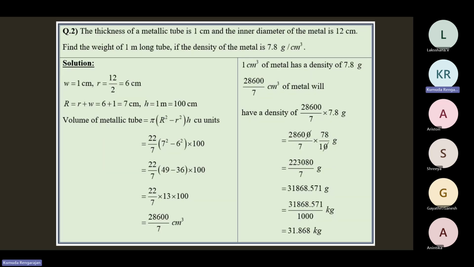The second one is similar. It's about volume. So you will help yourself to write all this. You can help yourself now because you know that inner diameter means you can get the inner radius, which is smaller.